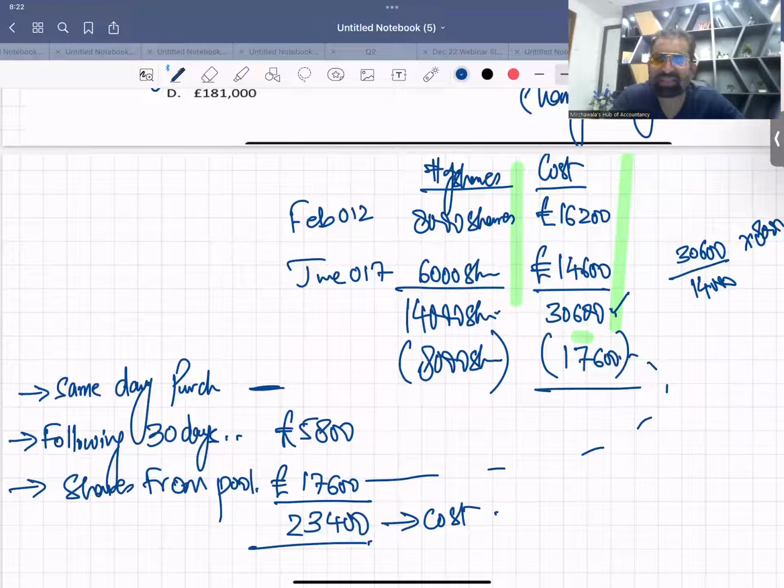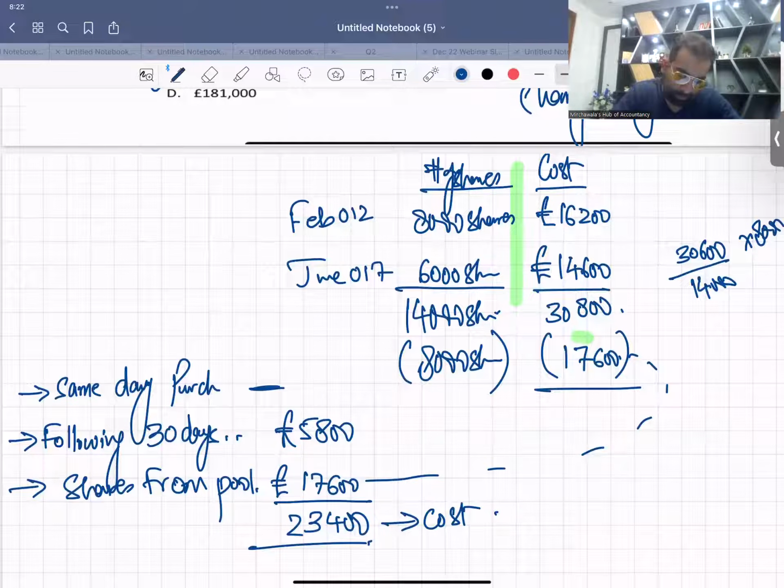Somebody told me 17,600. You can use your calculator: 30,600 divided by 14,000 multiplied by 8,000. Wait, I made one mistake. It's 30,800, sorry, my mistake. 30,800 divided by 14,000, because I'm doing it without a calculator. Okay, so now it's perfect.